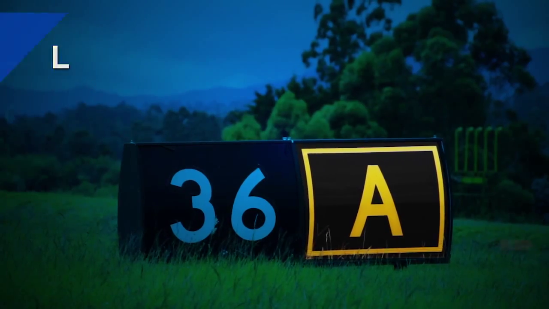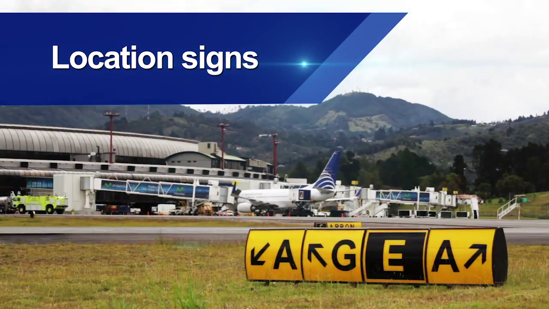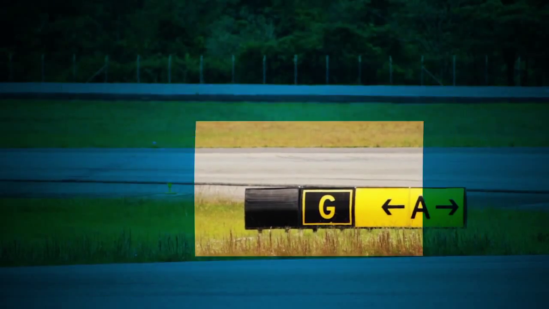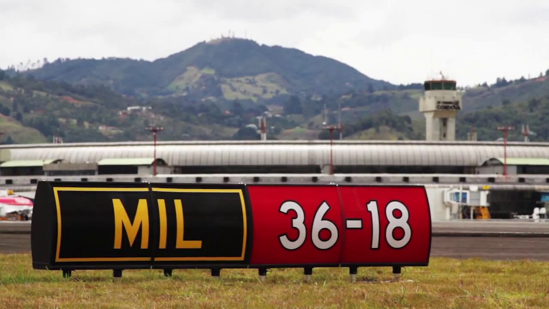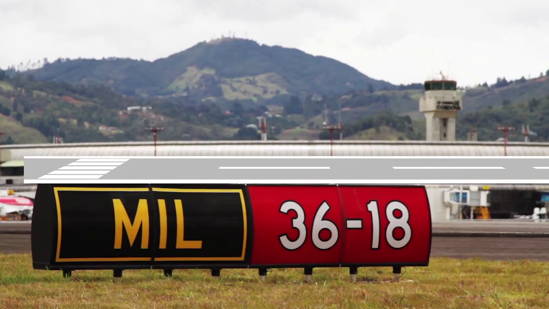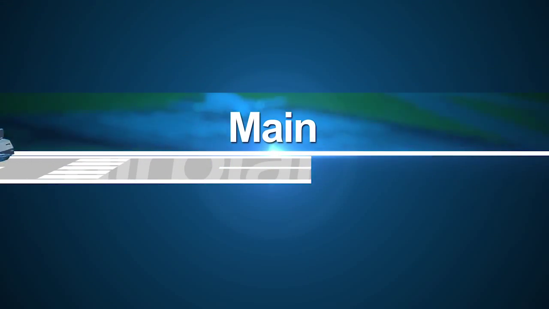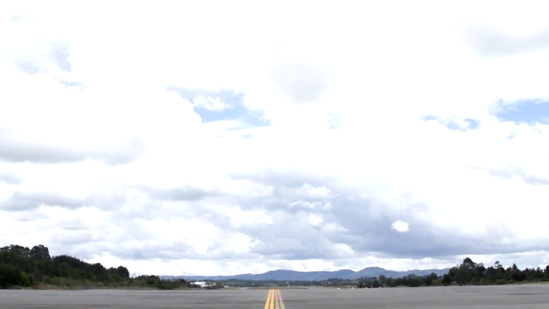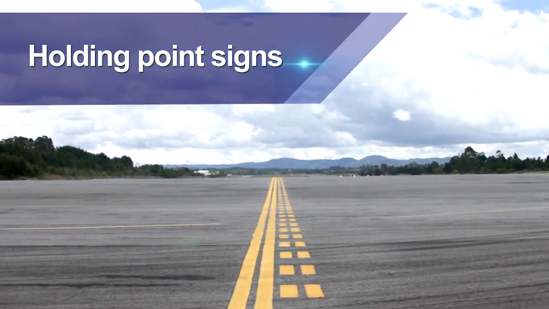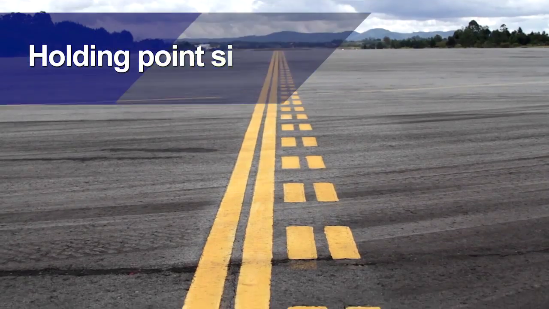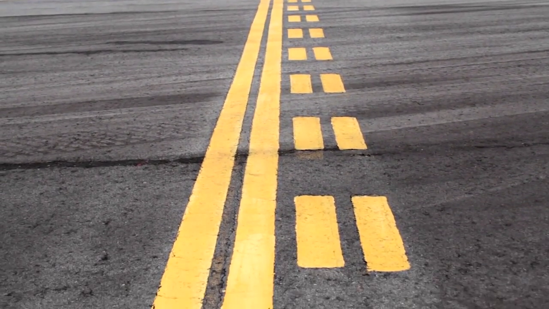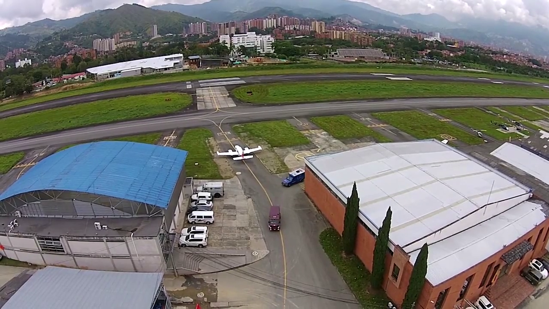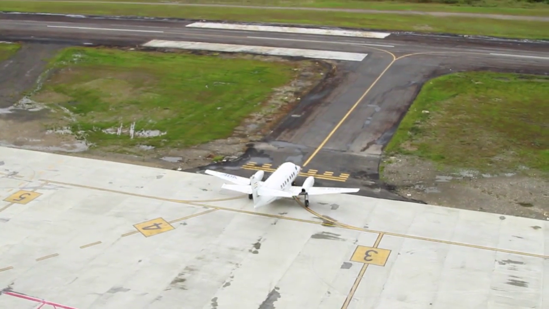Location signs serve to identify a taxiway or the place where an aircraft is located to abandon the runway. They have a black background and inscriptions and borderlines in yellow. Main runway signs. Holding point signs. The hold lines are composed by two solid continuous lines and two discontinuous ones. An airplane is considered out of the runway when it is on the side of the continuous lines.